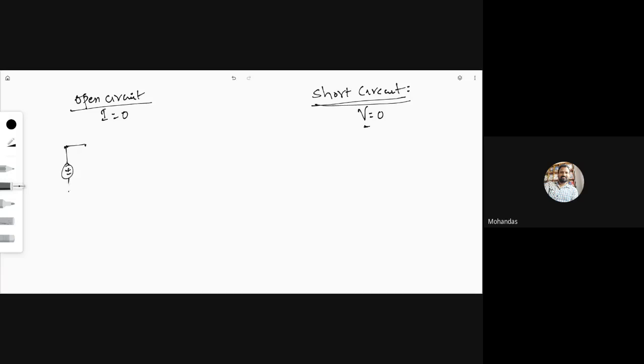This is a very, very important concept. Try to understand this one. This is 20, this is 1 ohm, 2 ohm and 3 ohm. Is there any connection between A and B?